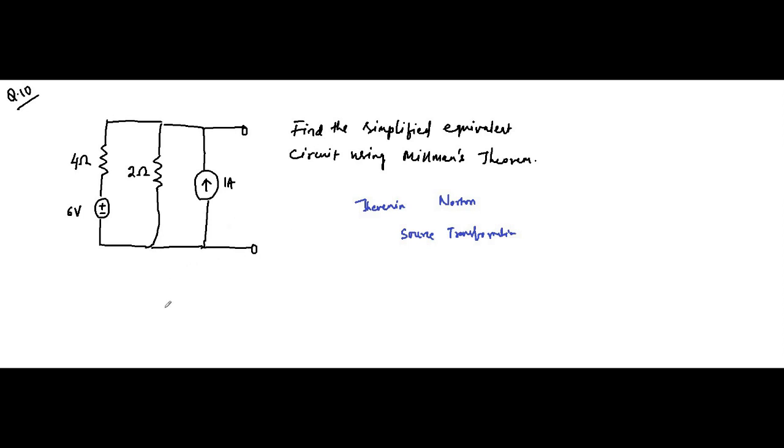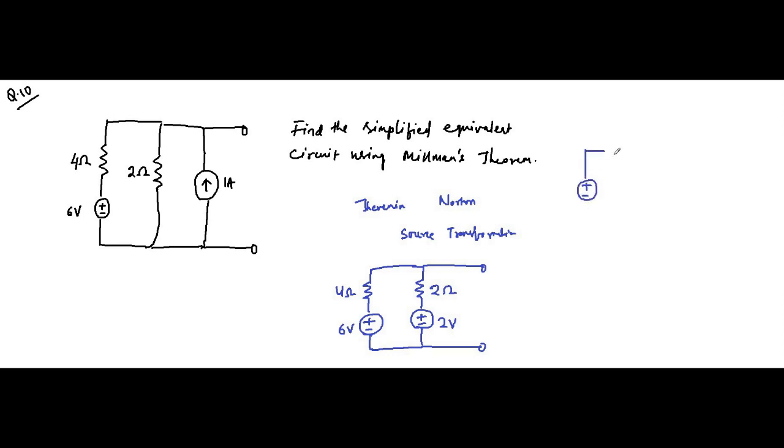So the circuit can be redrawn as this 6 volt, 4 ohm, and this will be 2 ohm and 2 volt. We have converted this 1 ampere 2 ohm arrangement into this using source transformation. So now we can use the Thevenin equivalent circuit approach to determine the simplified circuit.